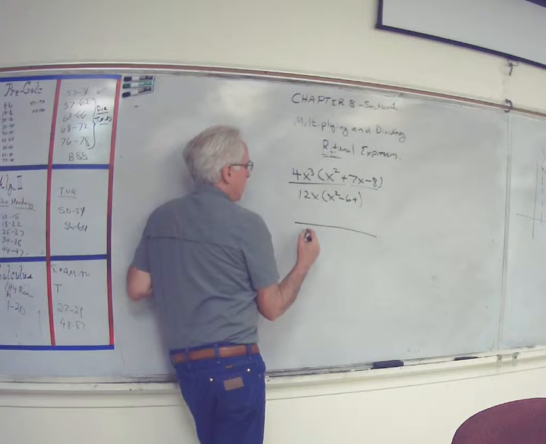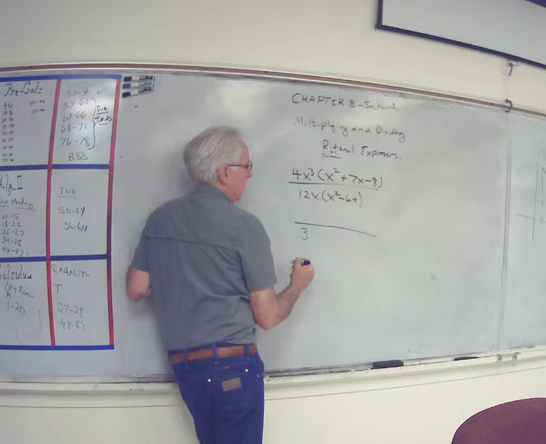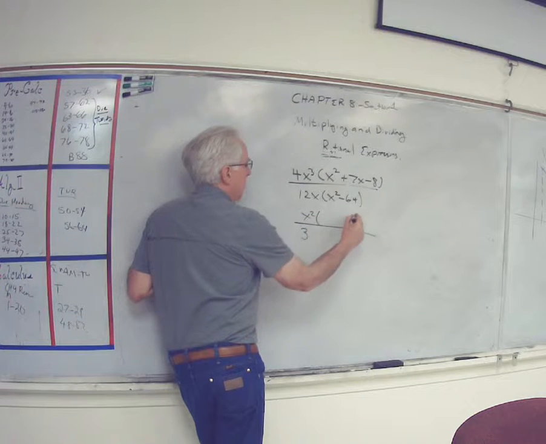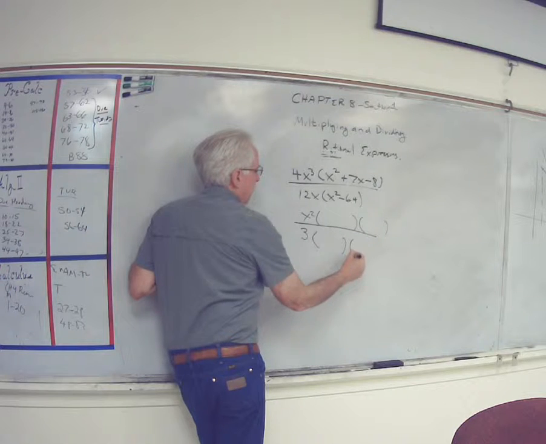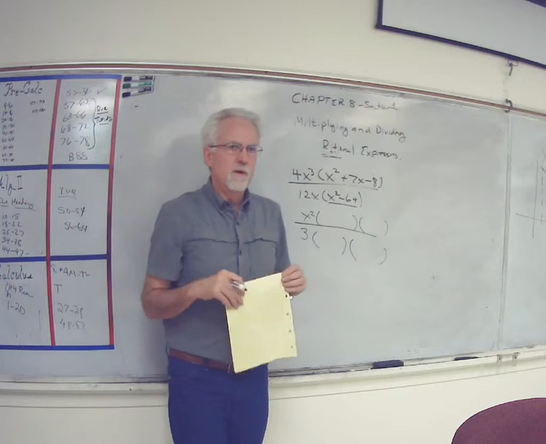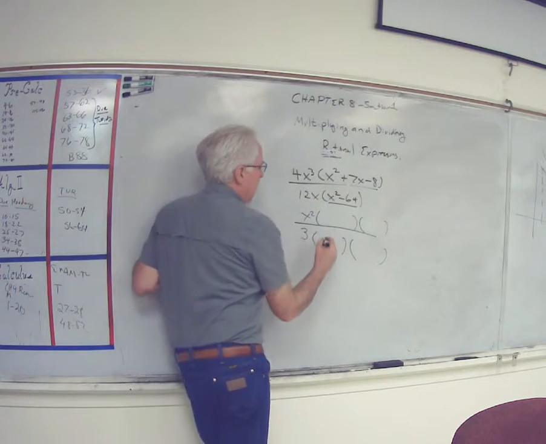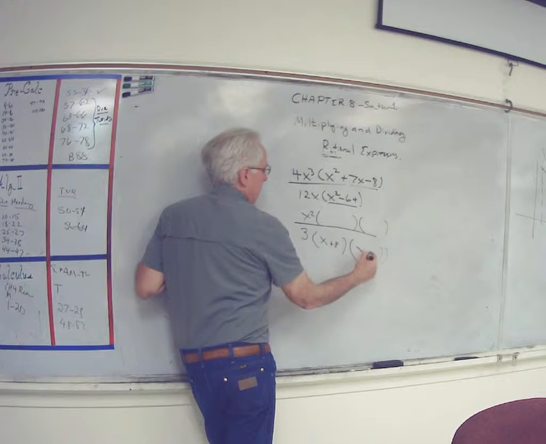4 over 12 would be what? 1/3. Yeah, we would have a 3 down here. And x cubed over x, I would have what? x squared in the numerator. Okay. Now I should factor. What should you think when you see x squared minus 64? Difference of perfect squares. So how would I factor the denominator? x plus 8, x minus 8.